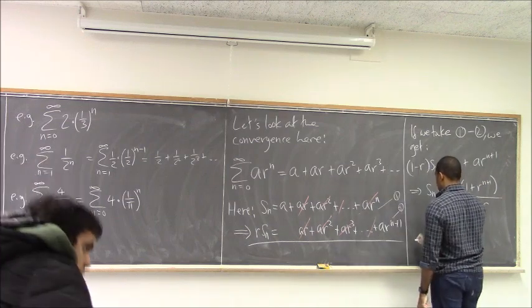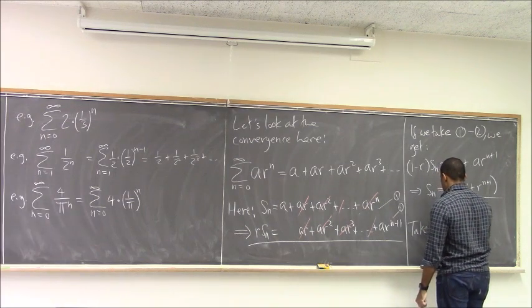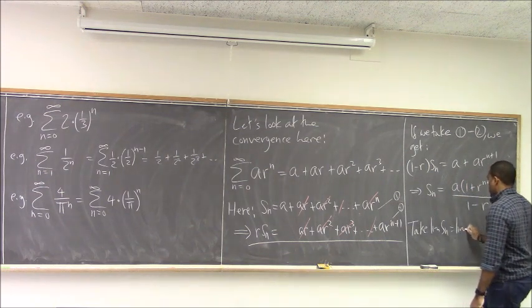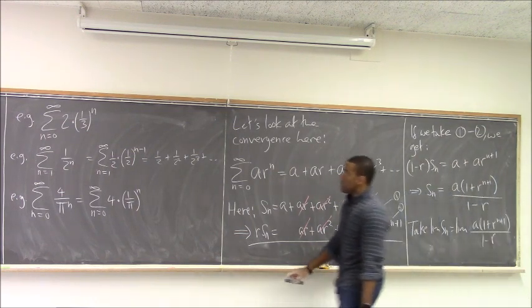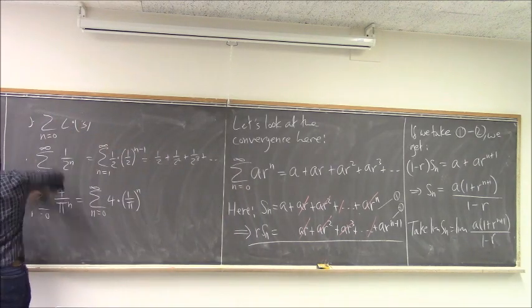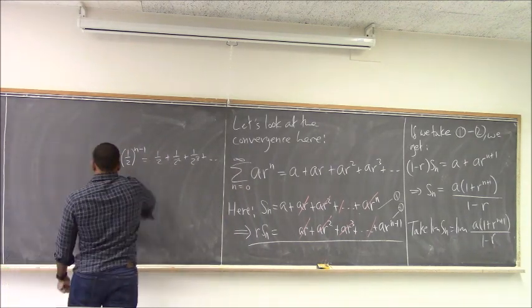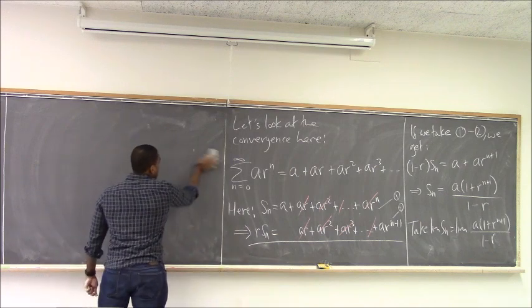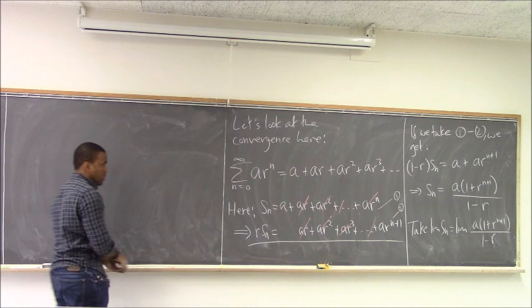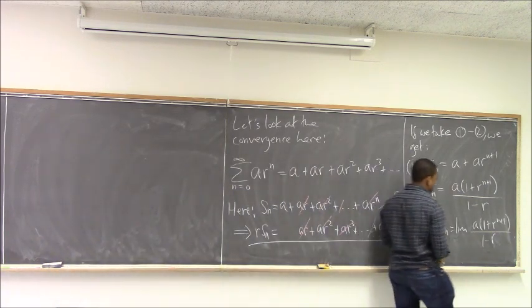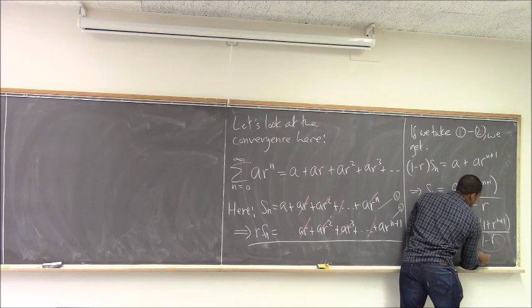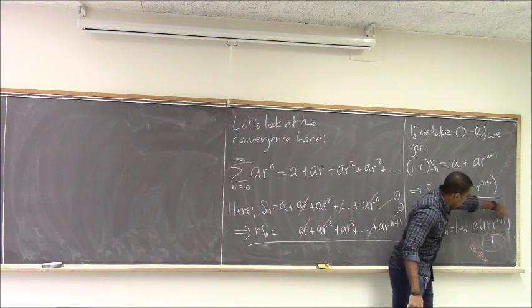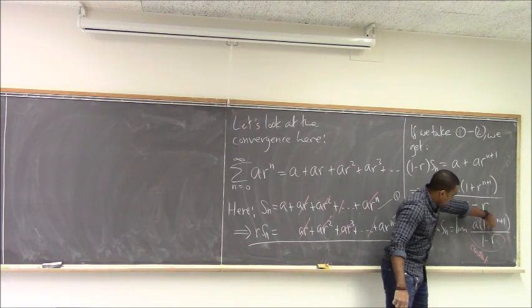So now, take the limit. Take the limit of Sn. That's just the same as taking the limit of a times 1 minus r to the n plus 1 over 1 minus r. Now tell me about that limit. What is its value? Now this part here is a constant, so the value is definitely going to depend on this part here. Now what is that part going to be?